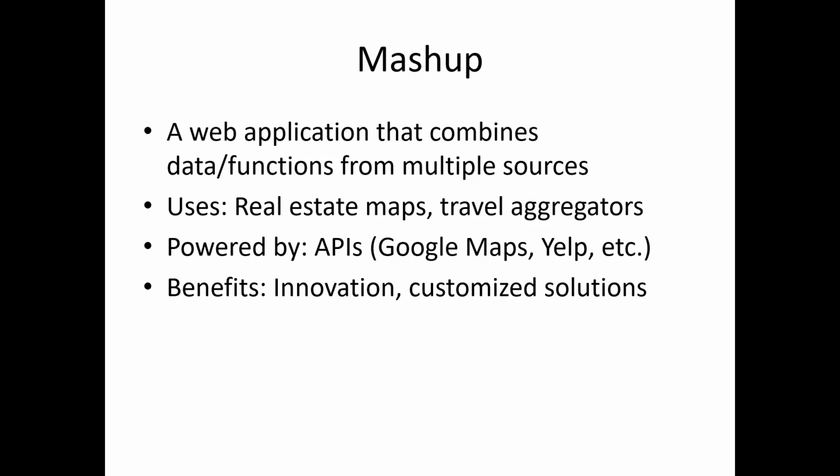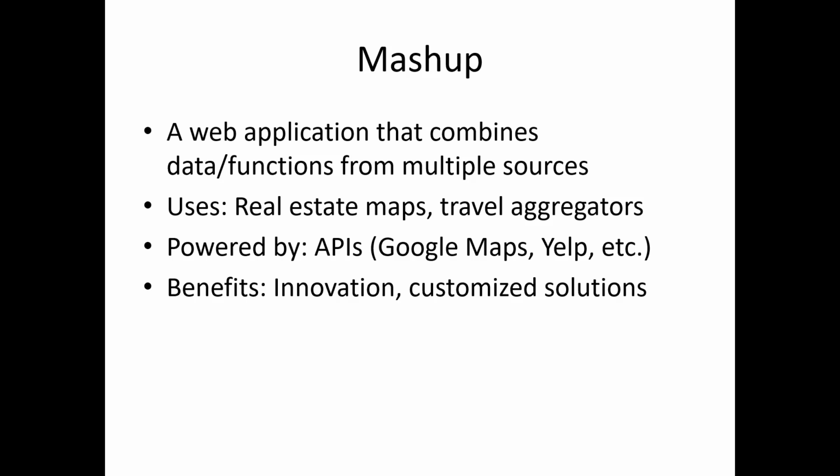Next is Mashup. Mashup combines data, content, or functionality from multiple sources into one service. It's like mixing ingredients to make something new. Let us say a travel site that combines maps, hostel listings, and weather updates.